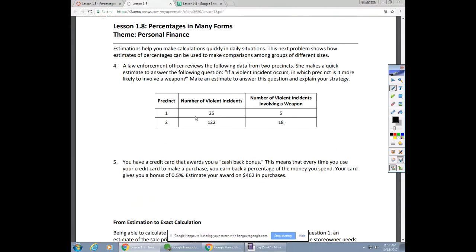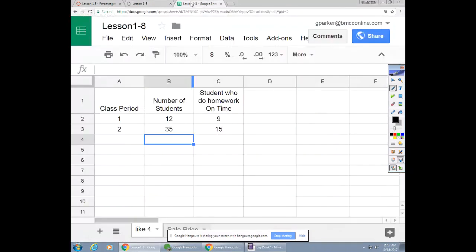There were 25 total in the first precinct, 12 in the other. I'm going to do a similar problem. What I'm going to do, something that relates to me as a teacher, is pick a couple of my classes and look at the number of students in each class that do their homework on time.